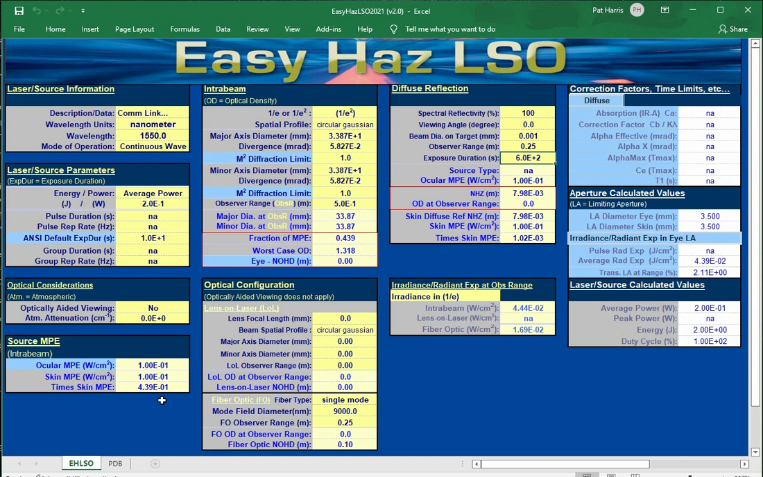Times skin MPE: well, we know it's under 1 because we've already looked at the NSHD. That's 0, so the times skin MPE is less than 1, so there's no skin hazard and no eye hazard to this laser running 200 milliwatts at 1550 with this large of a beam. You can look at the diffuse reflection information here. There's no source type because we are outside the retinal hazard region, and there's nothing special going on here. The NHC is about 8 millimeters, so realistically there's no NHC, there's no OD at observer range, and everything is the same for the skin.